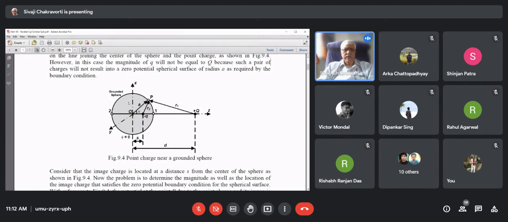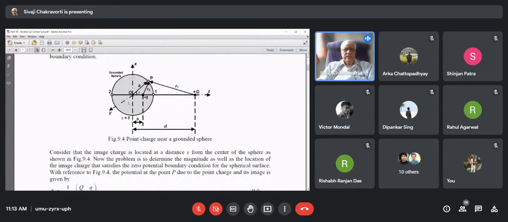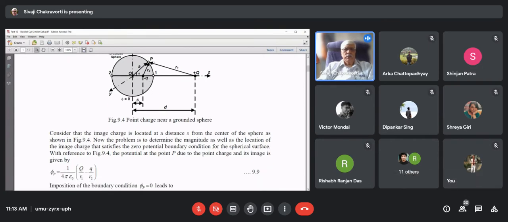If we can prove that, then definitely this minus q will be the image of plus q with respect to the grounded sphere. So to go forward, let's say there is a point P on the spherical surface. By the way, A is the radius of the sphere. The distance of point P from plus Q is R1. Distance of point P from minus Q is R2.